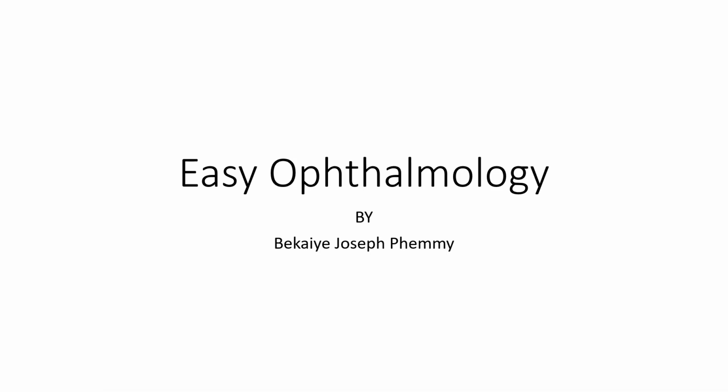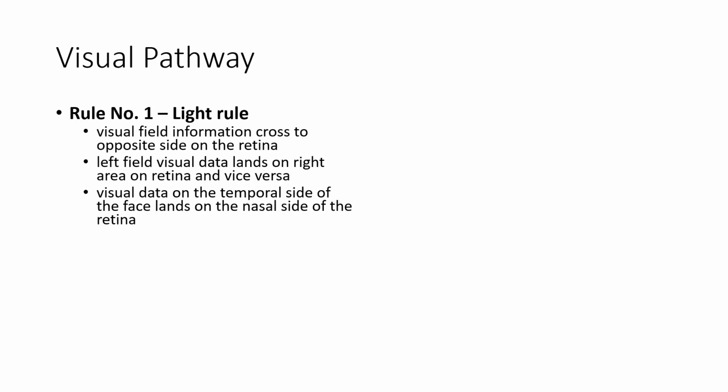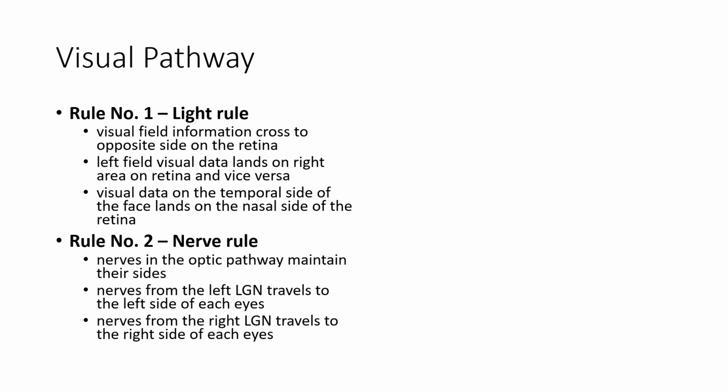In the next few minutes, I will attempt to share my understanding on two important topics in ophthalmology. Let's begin with the visual pathway, and we'll share these two important rules. They form the foundation of what I'm about to describe. The first rule: visual field information crosses to the opposite side. As simple as that. Rule number two: nerves in the optic pathway maintain their side.